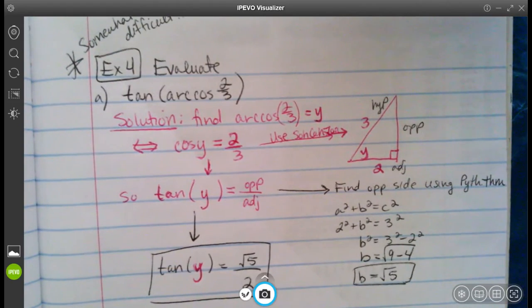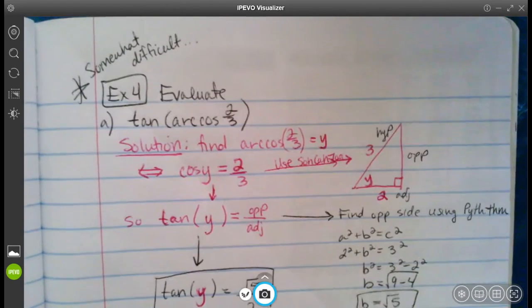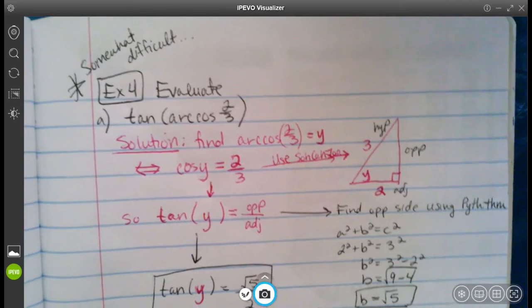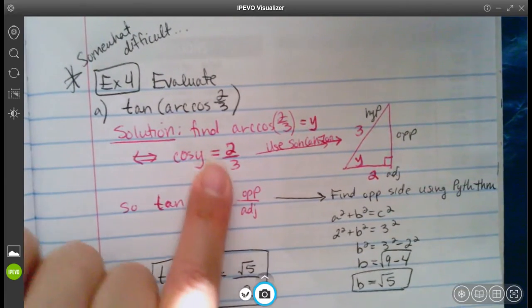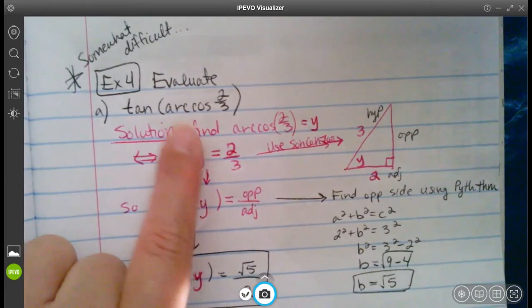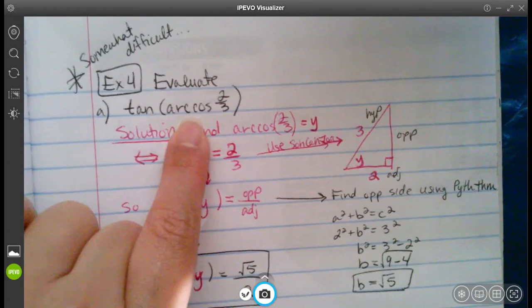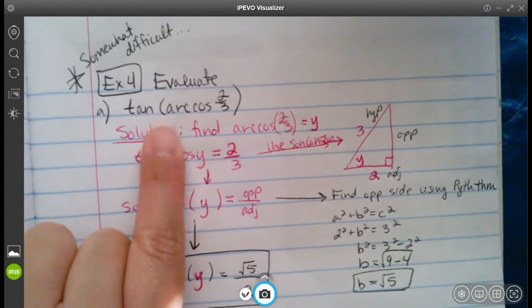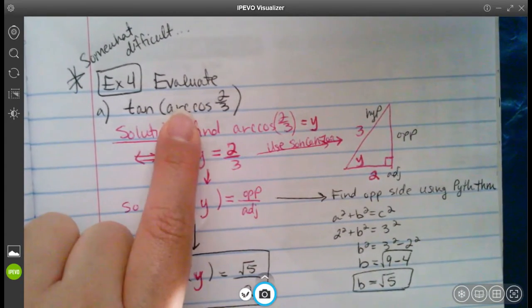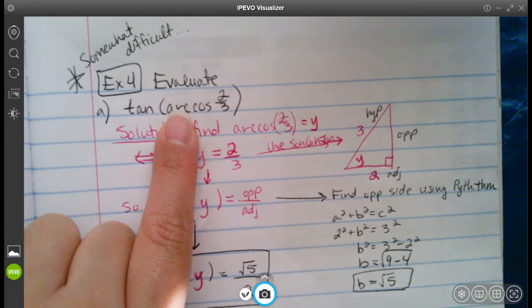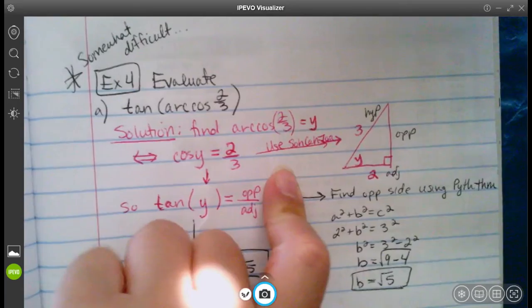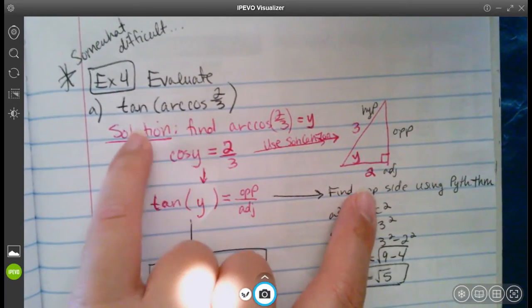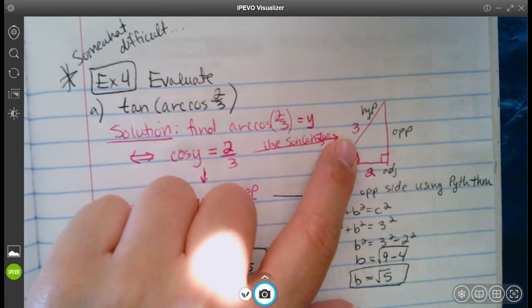Okay, so this is the last example, and I did make a note that this is somewhat difficult, only because you do have to use a number of different skills in this one. We're going to evaluate tangent of arc cosine of 2/3. So we kind of have two different functions. We can't use the property we just used for this one. What I did to do this one, and I thought it was the easiest way to do it, is I used a triangle to help me.